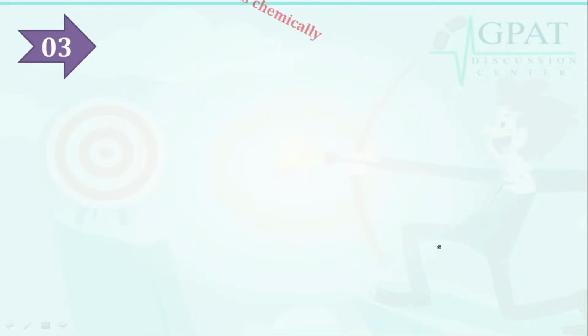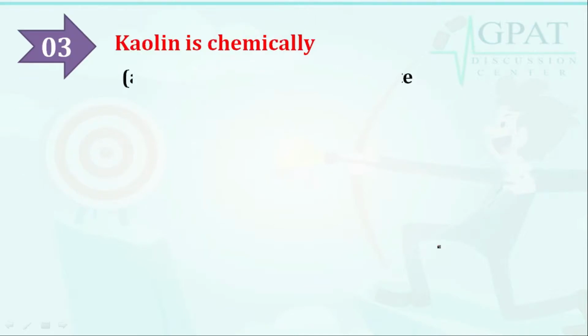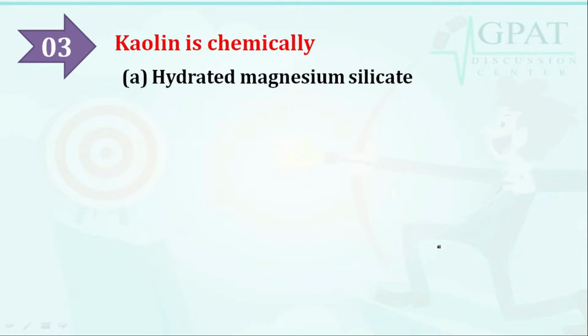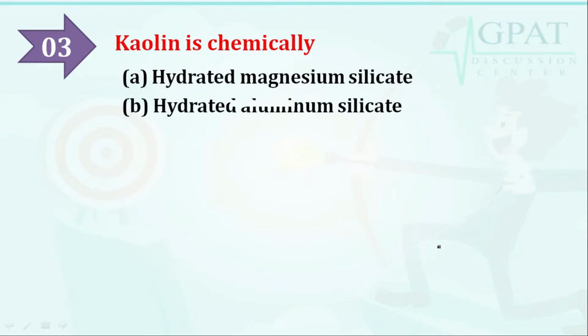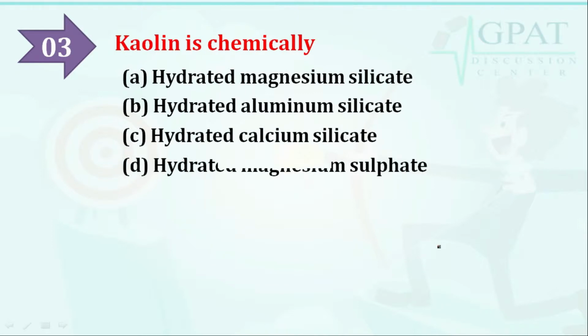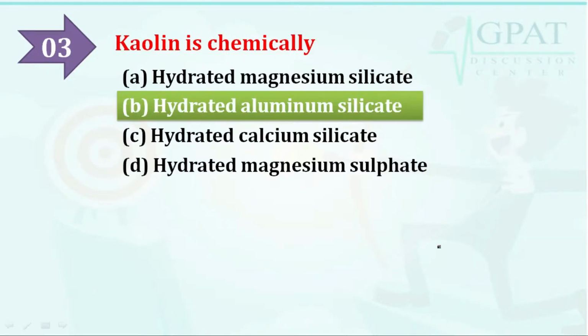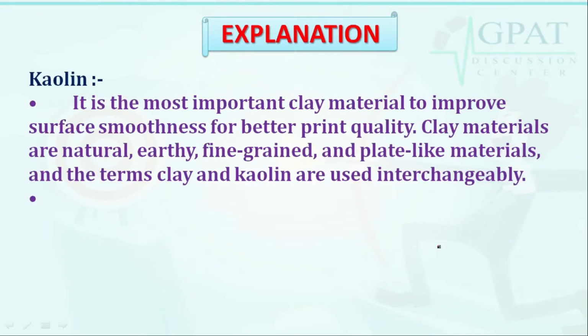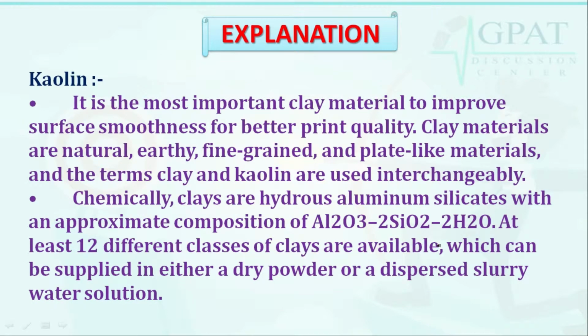Moving on to the next question: kaolin is chemically, options are, option A is hydrated magnesium silicate, option B is hydrated aluminum silicate, option C is hydrated calcium silicate, option D is hydrated magnesium silicate sulfate. So kaolin is chemically hydrated aluminum silicate. Kaolin is actually the most important clay material to improve surface smoothness for better print quality.